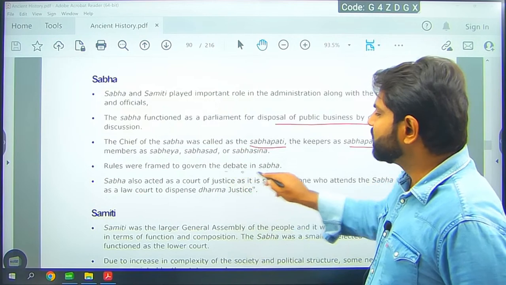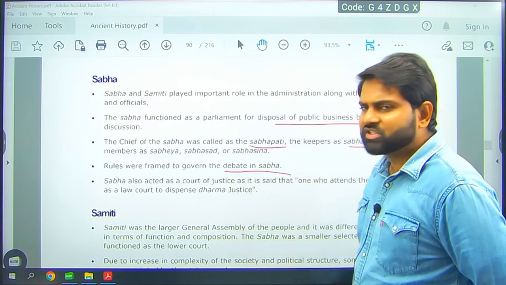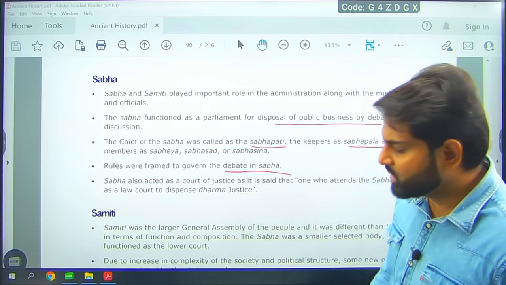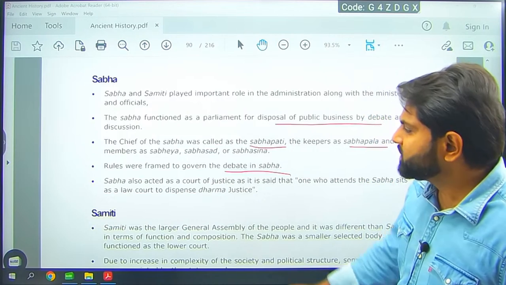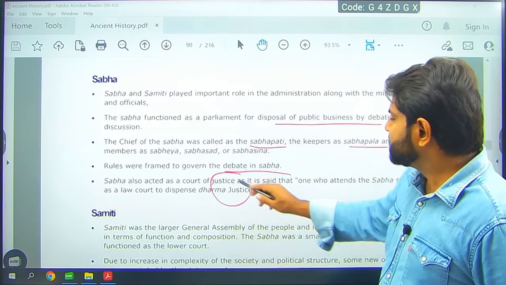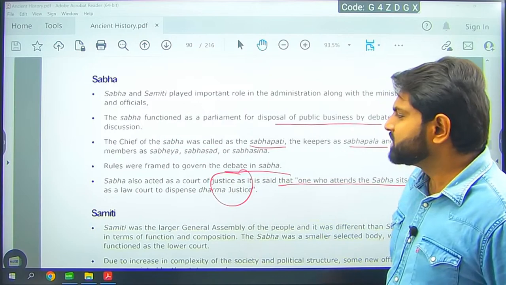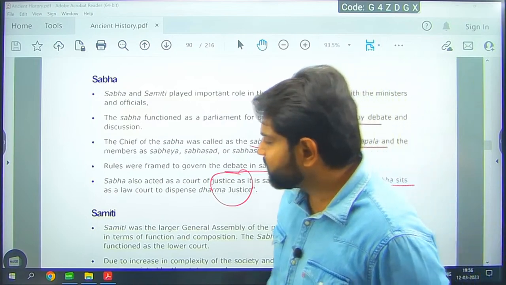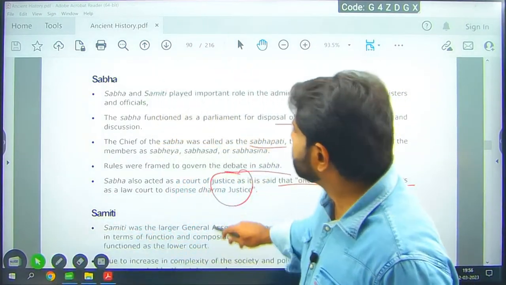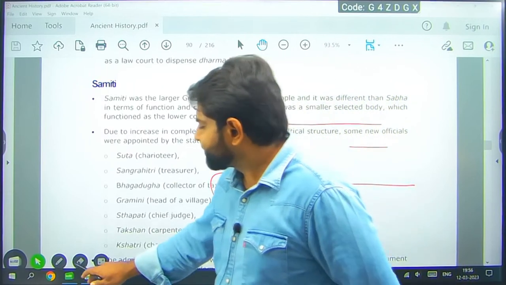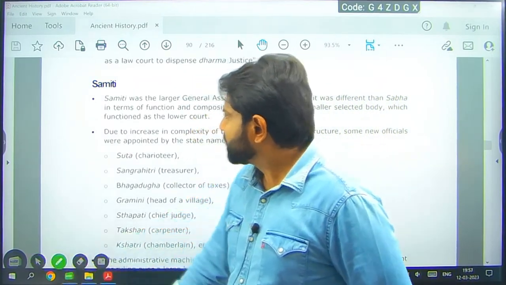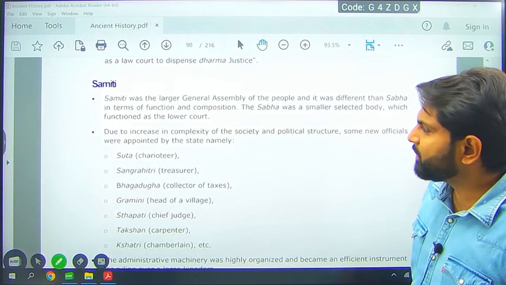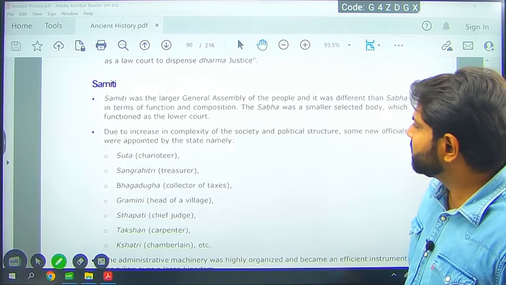Rules were framed to govern the debate in Sabha, just like the rules of business of Lok Sabha, Rajya Sabha, and assemblies, as decided by the chair normally. Sabha also acted as a court of justice, as it is said that one who attends the Sabha sits as a law court to dispense dharma or justice. So there was no separation of powers like Montesquieu's modern state. Samiti was a larger general assembly of people, and it was different from Sabha in function, mostly political in nature.